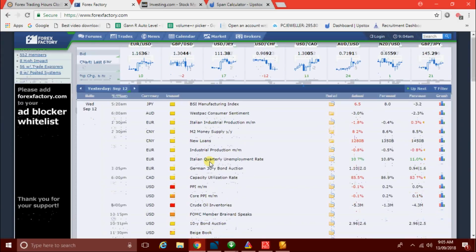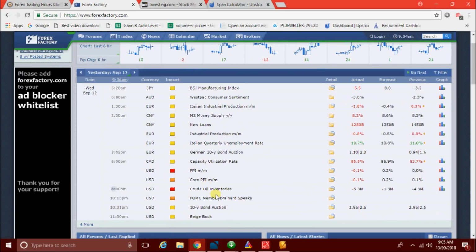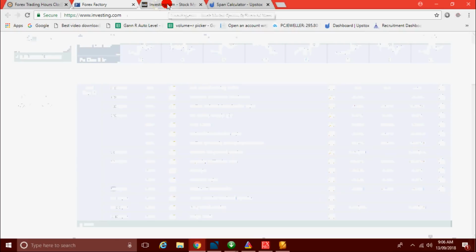This also, in this time, the market shows high fluctuation. So I recommend that if you are new in this market, at this time just stay away from the market, because we don't know what they are going to announce, and at that time the market shows high fluctuations. That's why. Okay, next we are now going to check investing.com.